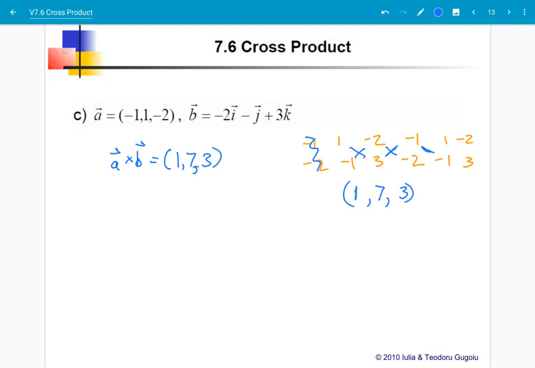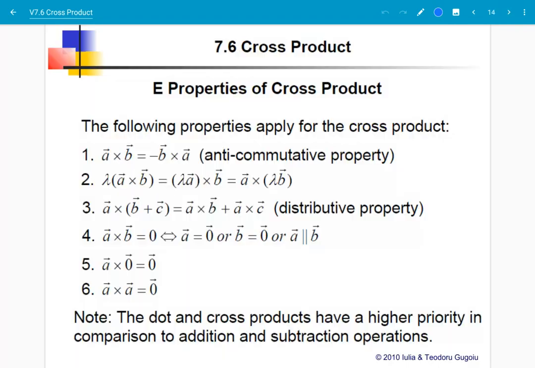Example 2C. All right, we're almost done this maybe. Properties, anti-commutative. So A cross B is not equal to B cross A. They're opposite to each other's. Look at this. The scalar can be multiplied into either of the vectors or after crossing, so you can do it either way. Distributive property does work over vector addition. Distributing cross product over vector addition works.